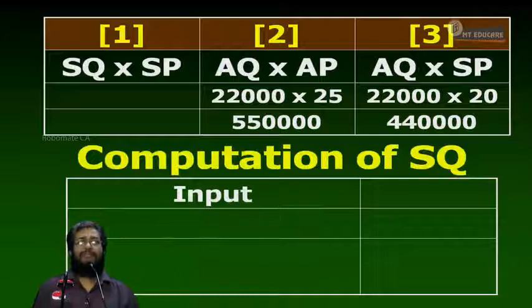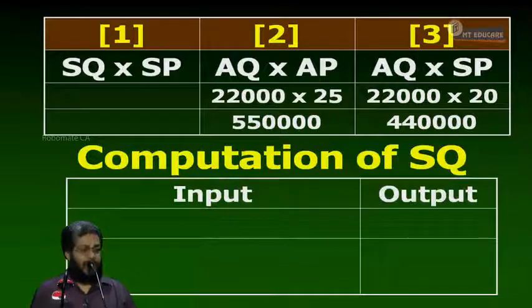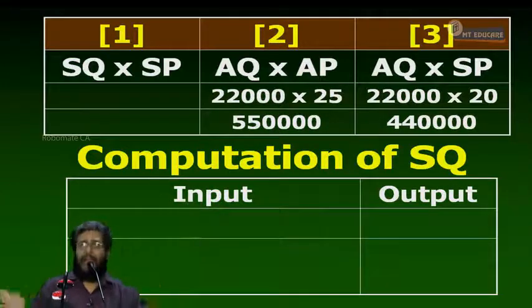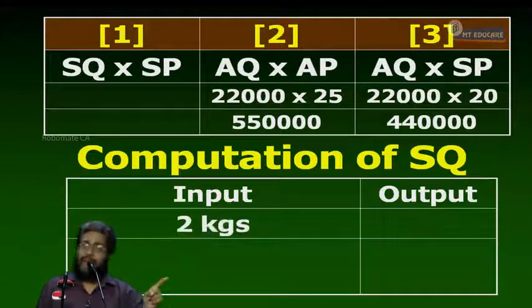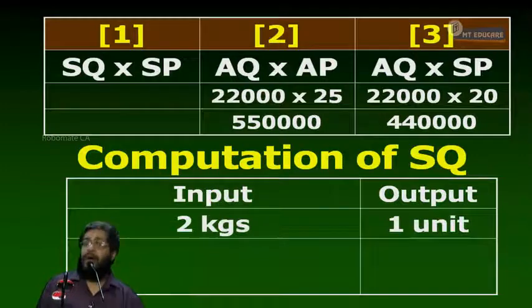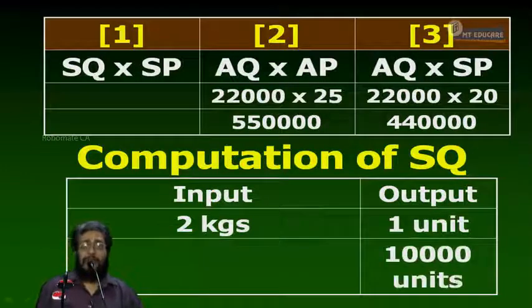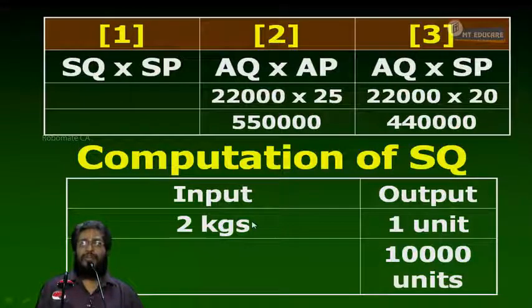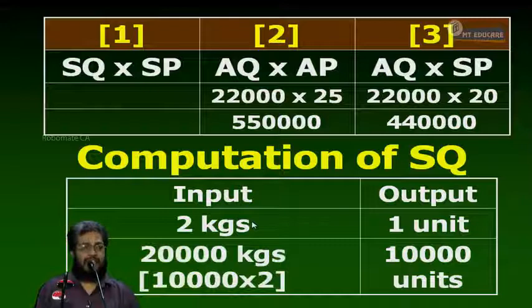Now, I am going to calculate SQ. Very simple: input, output. Input is raw material, output is finished goods. Tell me what the budget says. How many kgs of input for 1 unit of output? 2 kgs allowed for 1 unit. Now, how many units did I produce? 10,000. This is called what output? Actual output. For these 10,000 units, how many kgs are allowed? 10,000 into 2 gives you what? 20,000 kgs allowed. That's one.